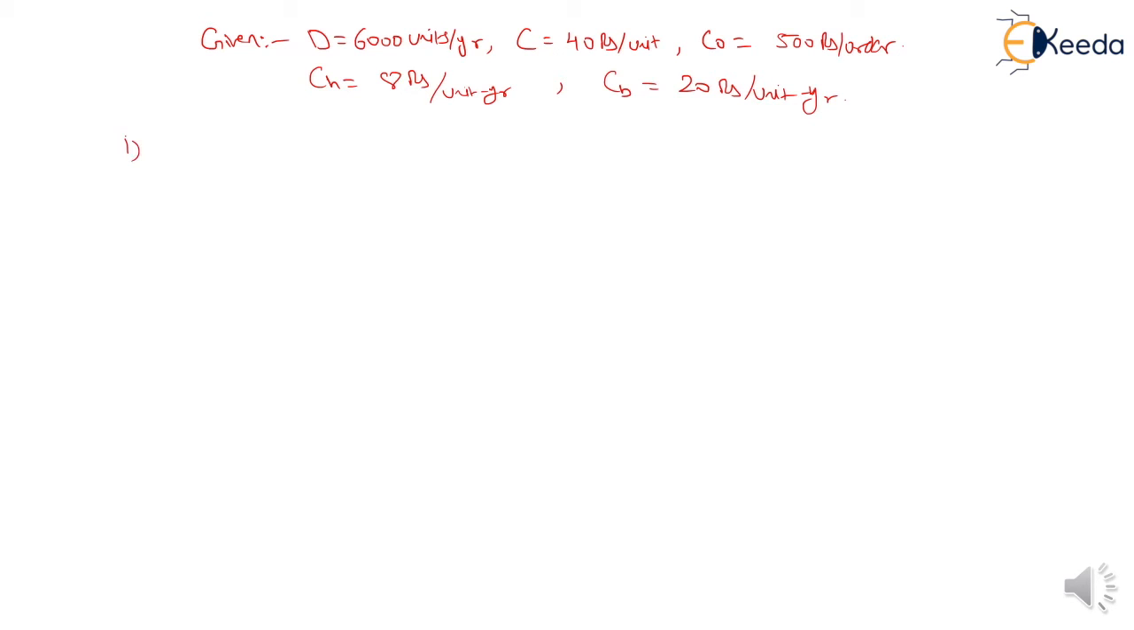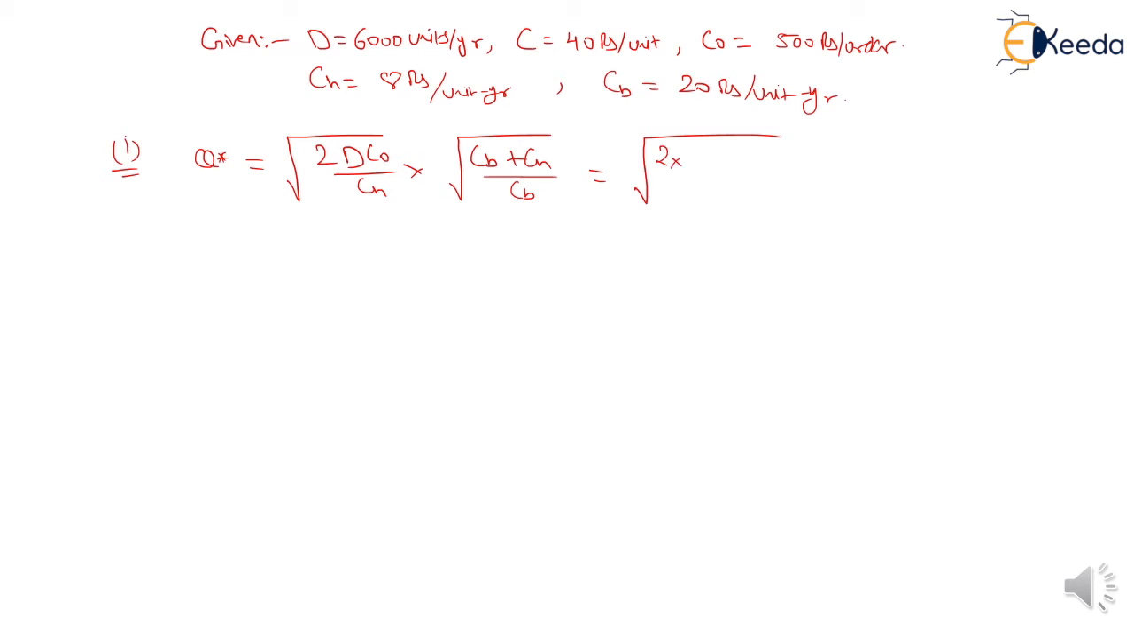First of all, determine the economic order quantity or optimum order size. We know that in the previous session we discussed the EOQ of the shortage or stock out model, so directly apply the formula. The formula is under root of 2D C0 by CH, into under root of CB plus CH upon CB.